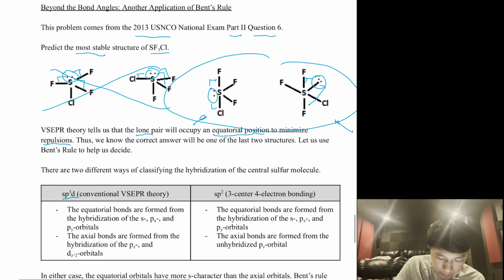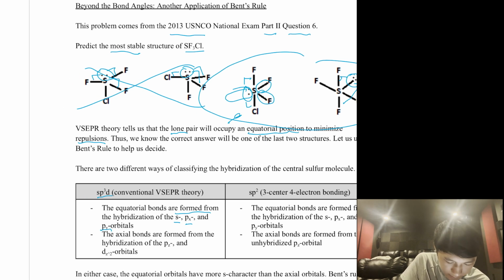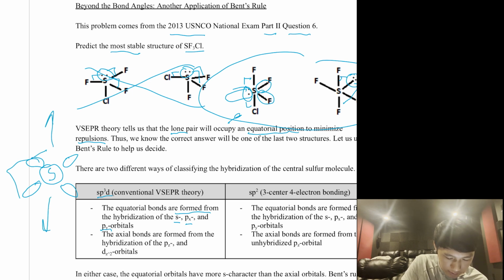In this case, the equatorial bonds, so here, here, and then this orbital for the lone pair, same thing in that structure, they are formed from the hybridization of the s orbital, the px orbital, and the p sub y orbital. So the p orbital in the x direction and the p orbital in the y direction. So that would look something like this. If we have the sulfur right here, the s orbital is going to be like that, and then the p sub x orbital is going to be, let's say, coming out of the board and going into the board, and the y orbital is coming out of the board, coming into the board, right? This is the straight up direction here, here. So these all lie in the same plane.